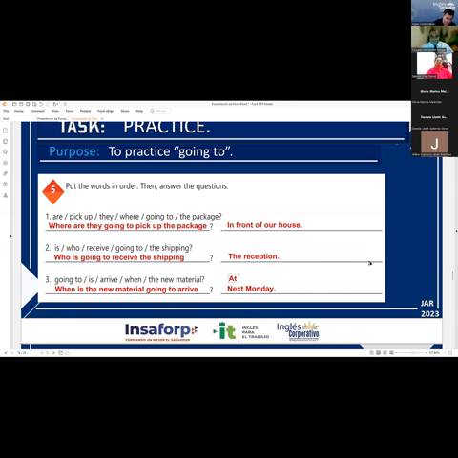Exactly. When is the new material going to arrive? Today at 10 a.m. Okay, excellent. Where are they going to pick up the package? In front of our house. Who's going to receive the shipping, the reception? When is the new material going to arrive? Next Monday or today at 10 a.m. Okay, excellent.